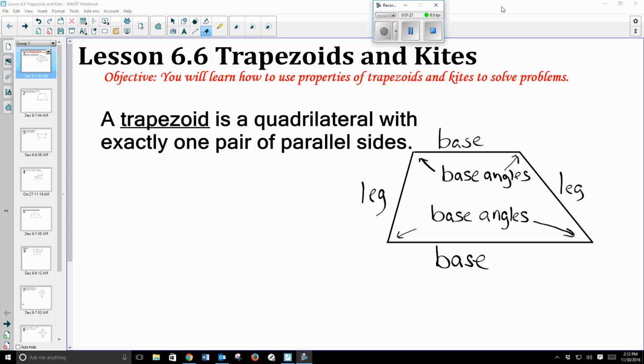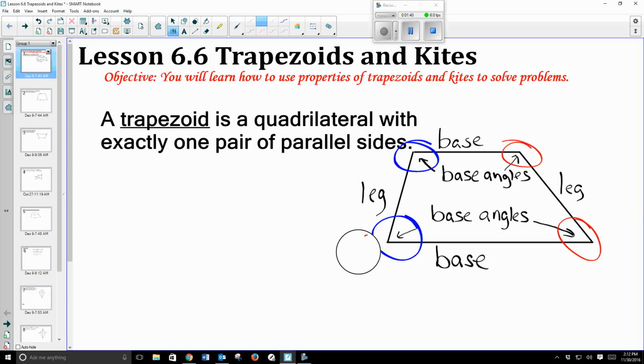So this angle and this angle would add up to 180 because they're same side interior. There are two parallel lines cut by a transversal, so same side interior angles would add up to 180. And then these two angles add up to 180. But there's no relationship with these two angles or these two angles, except that they're the base angles. This is a pair of base angles, this is a pair of base angles.